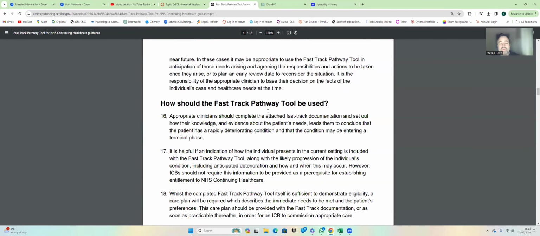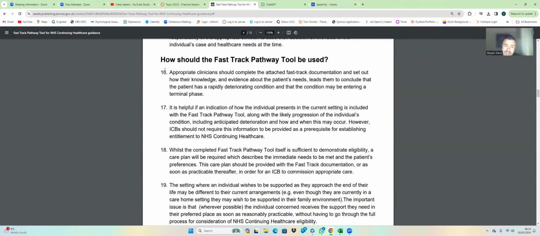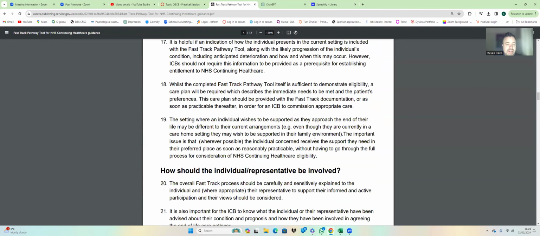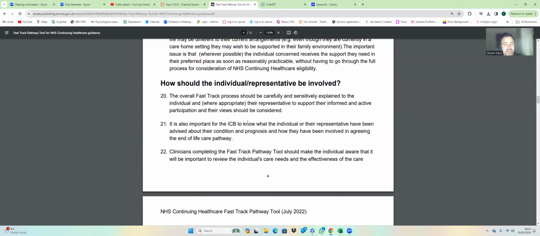How should the fast track tool be used? So here, appropriate clinicians should complete the attached fast track documents, setting out their knowledge and evidence about their patient's needs. It's helpful there to obviously put the setting included in the fast track pathway tool. Once completing the fast track pathway tool itself, it's sufficient to demonstrate eligibility, so we just make sure that we're meeting those criteria, and the setting where an individual wishes to be supported. So again, where they want to be and how that's going to happen.